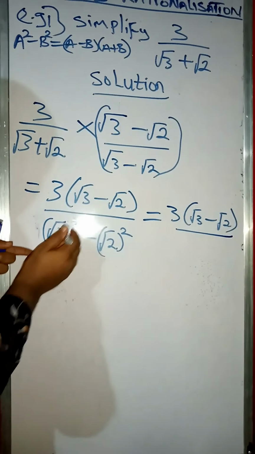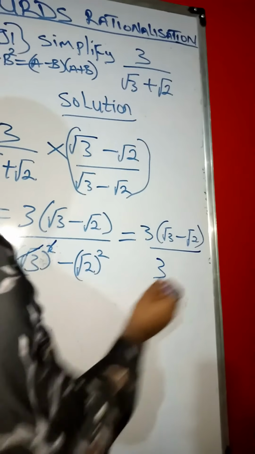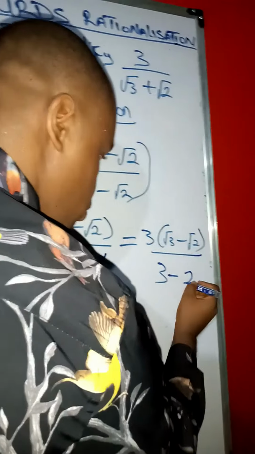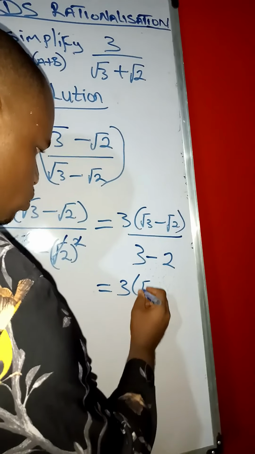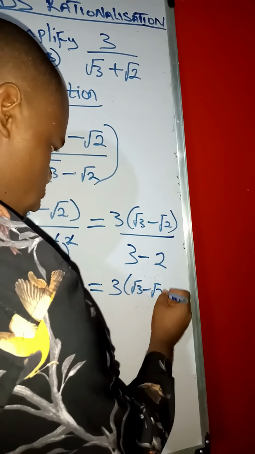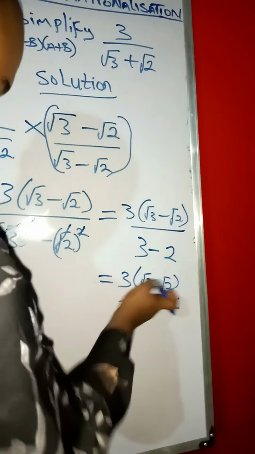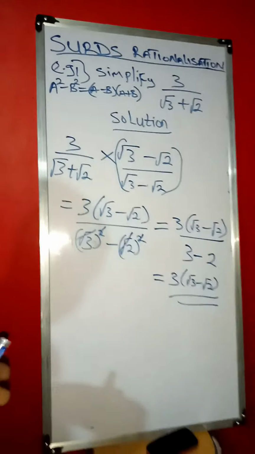If I square here, the square will cancel this square root. I'll be left with what? 3. Minus this square will cancel this square root. I'll be left with what? 2. So this will give me 3 into root 3 minus root 2. 3 minus 2 is 1. So everything over 1 is still the same thing. So that is our answer.